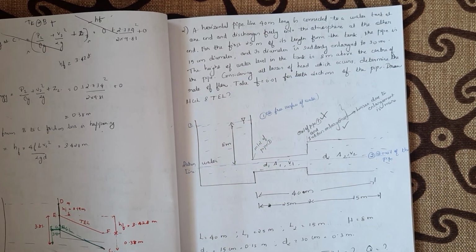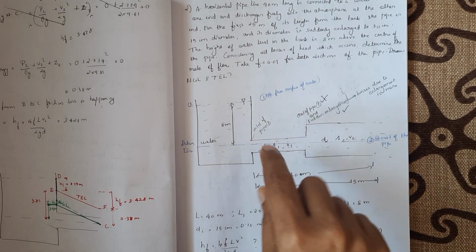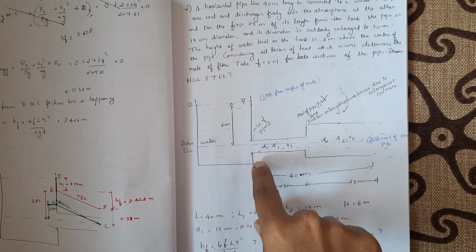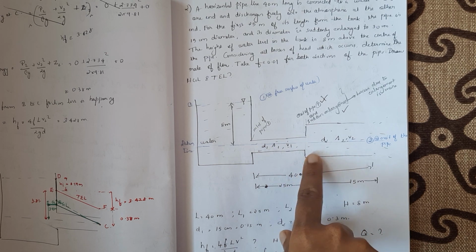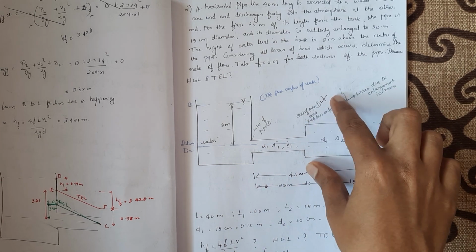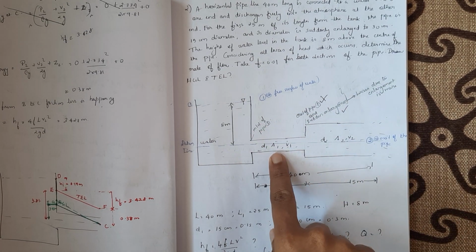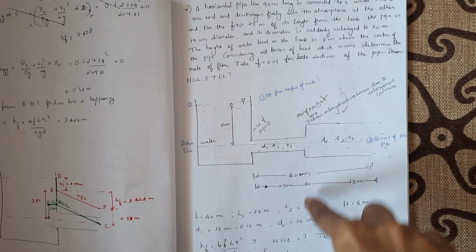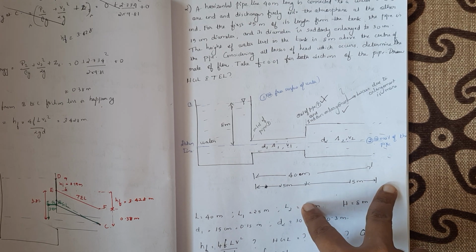Draw HGL and TEL. So we have to draw the figure. So this is that figure. There is a tank, connected to that there is a pipeline going. But it said that for the first 25 meters of its length, it is having 15 centimeter diameter and then it's doubled to 30 centimeter diameter. So you have to draw accordingly. First one will be having a smaller diameter than the second one, and mark its lengths, that is 25 and 15, and total it is 40 meters.